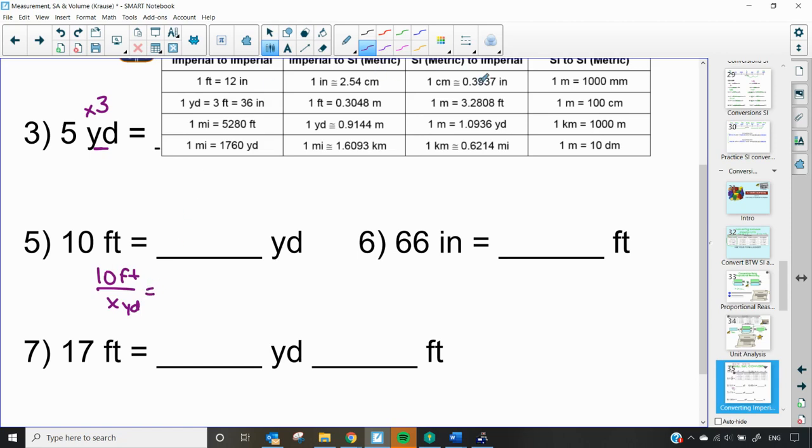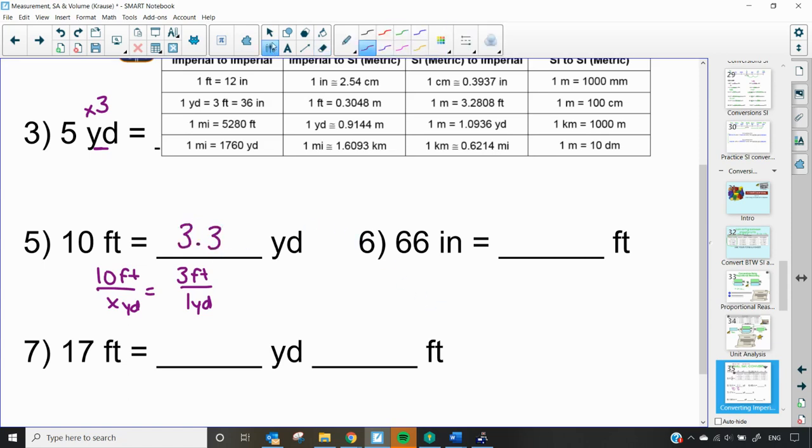And looking at my chart, I have 1 yard is 3 feet. So I'm going to have 3 feet to 1 yard. And cross multiplying and dividing, I'm going to have 1 times 10 divided by 3, which is 3 1/3 or 3.3 yards.